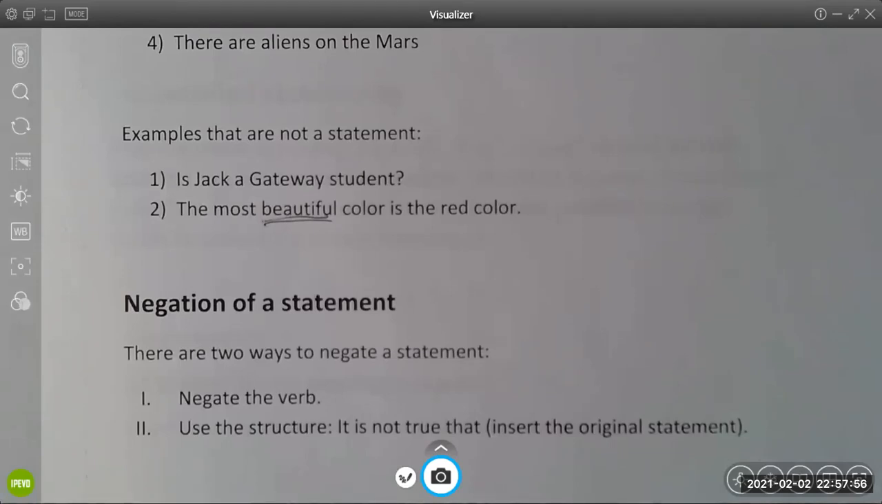The first one, you can negate the verb in the original statement in order to negate the whole thing. Or you can use this structure to negate the original statement: you're going to say, it is not true that, then you follow that by the original statement. So, it is not true that original statement. Now let's look at some examples to see how to use these two different methods to negate a statement.